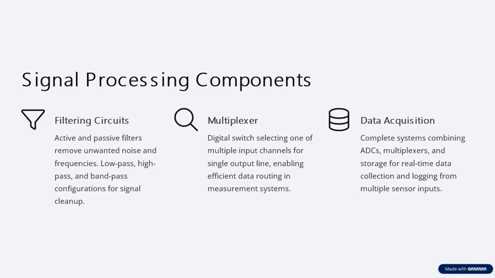The filtering circuit has two types: active and passive filters. They remove unwanted noise at low and high levels and give the specified band configuration for a cleaner signal. Then the multiplexer is nothing but a digital switch, having multiple input channels for a single signal output line, enabling efficient data routing in the measurement system.